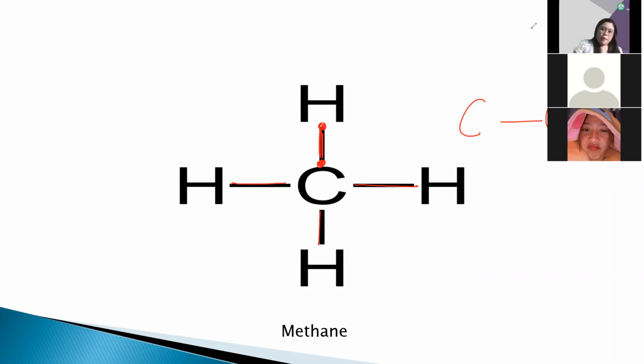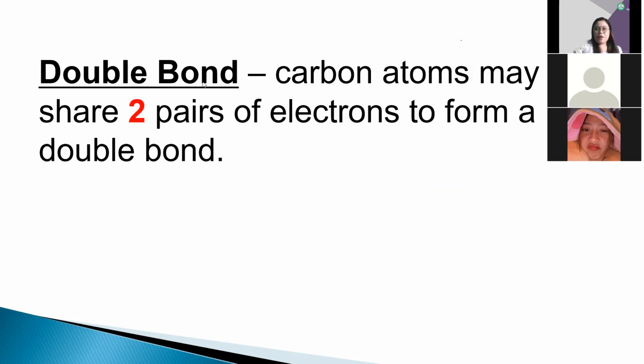So that is a single bond. Now, we also have multiple bonds for organic chemistry. So we have here the double bond, in which 2 pairs of electrons are shared. So when you say 2 pairs, that is 4 electrons all in all.